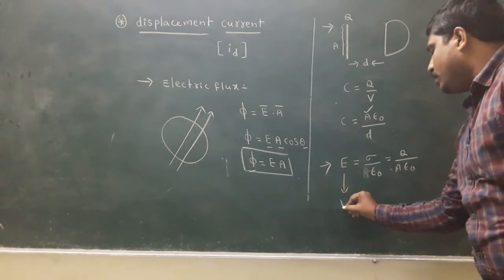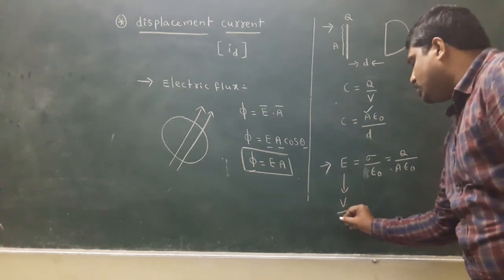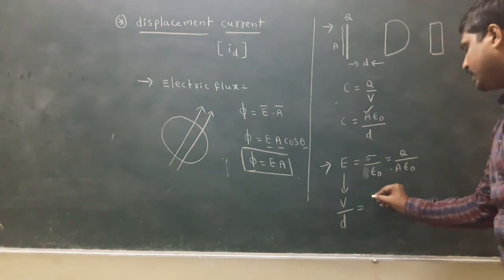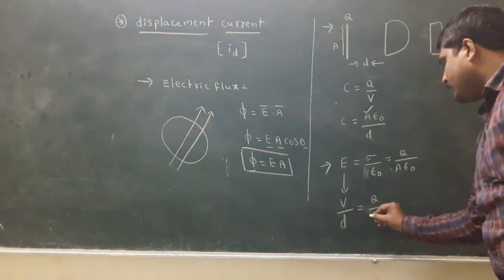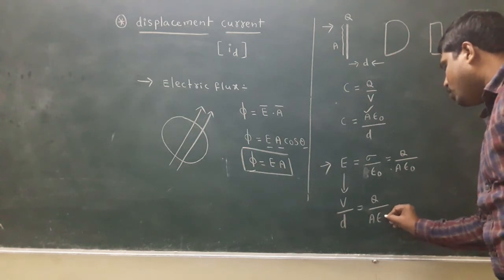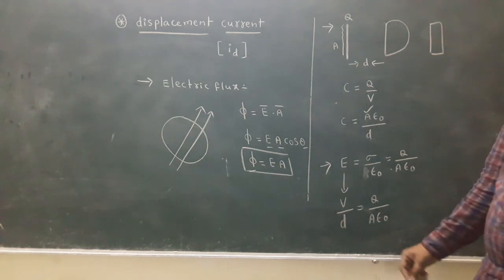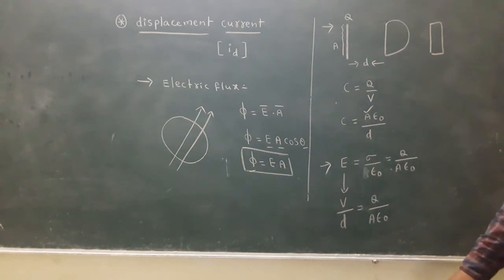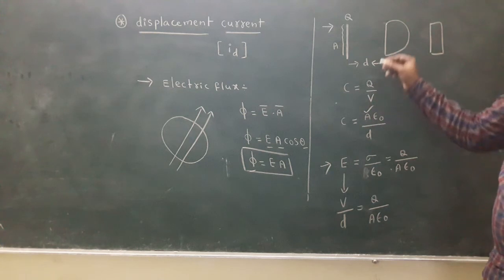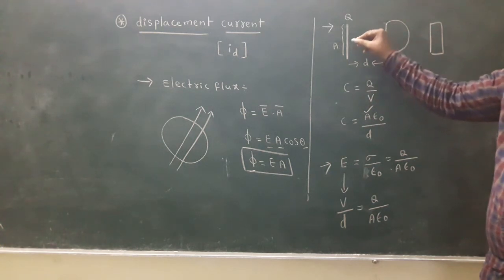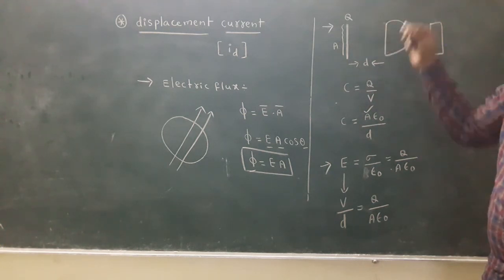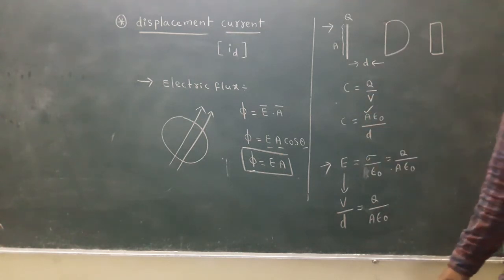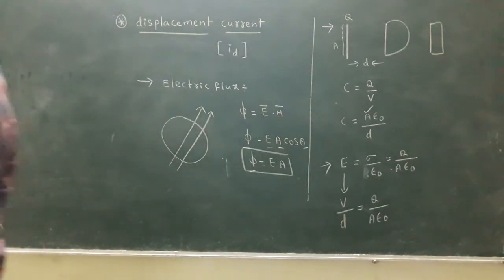This is the formula for electrical field intensity. The electrical field and potential relation is E equal to V by D, and E is on the right side Q by A epsilon naught. In this situation, the electrical field potential relation is E equal to V by D. V indicates the potential difference between the plates. D indicates the distance between the plates. Okay? Look here, all of you.